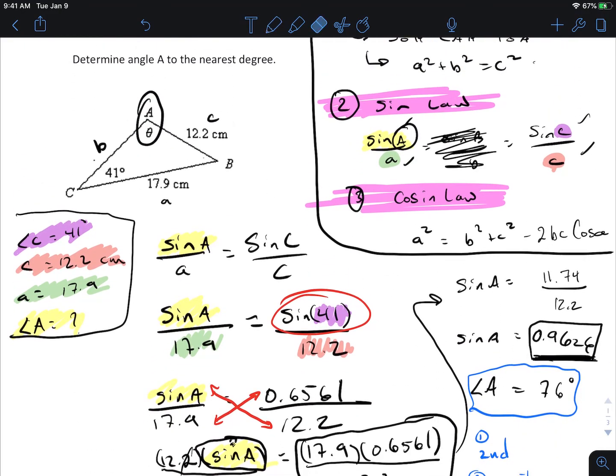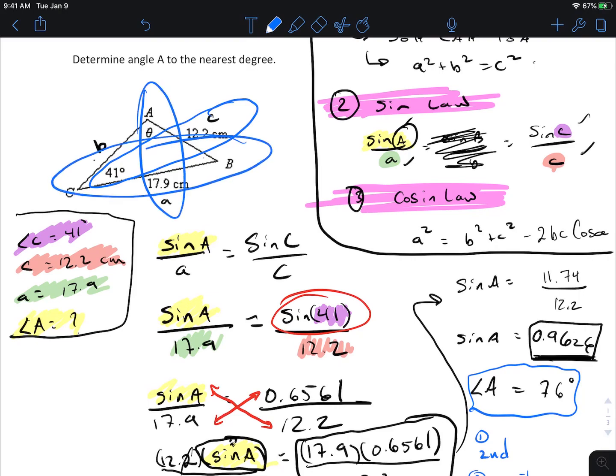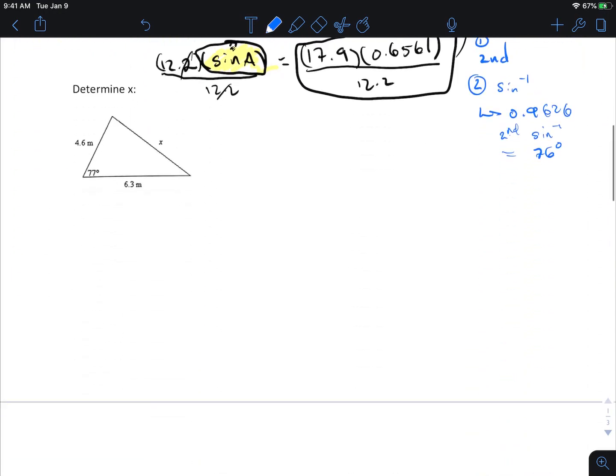If I see two things across from one another, anywhere, I can use sine law. If, like what you'll see in the next question, you don't see two known things across from one another, then you can't use sine law. You'll see in a sec. Okay, is there any questions? Okay, so if I scroll down here, get rid of this.